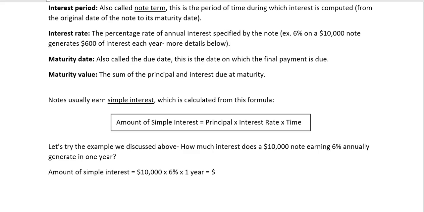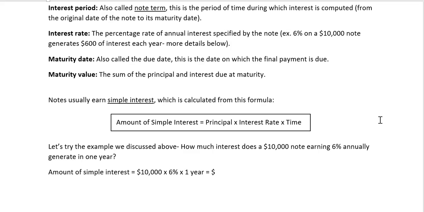Notes usually earn simple interest, which is calculated from this formula. So we go principal times interest rate times time. The best way to think about time is, say if you own a note for half a year, then you go principal times the annual rate times half. So expressed in years usually, because the annual rate is expressed in years.